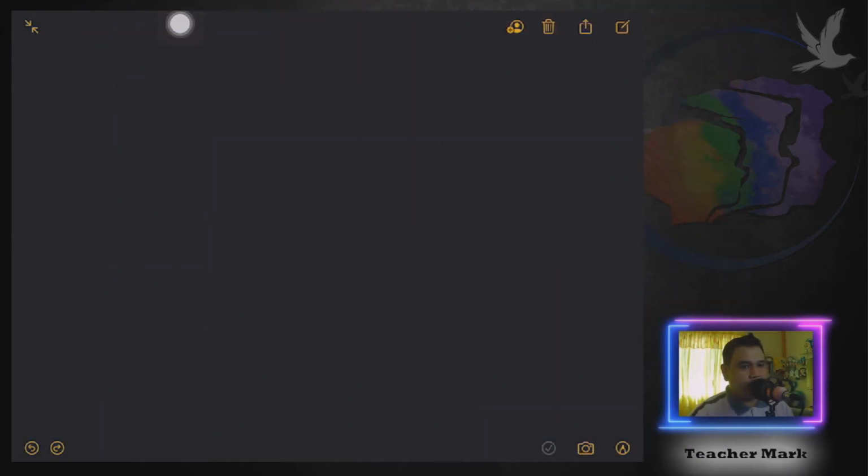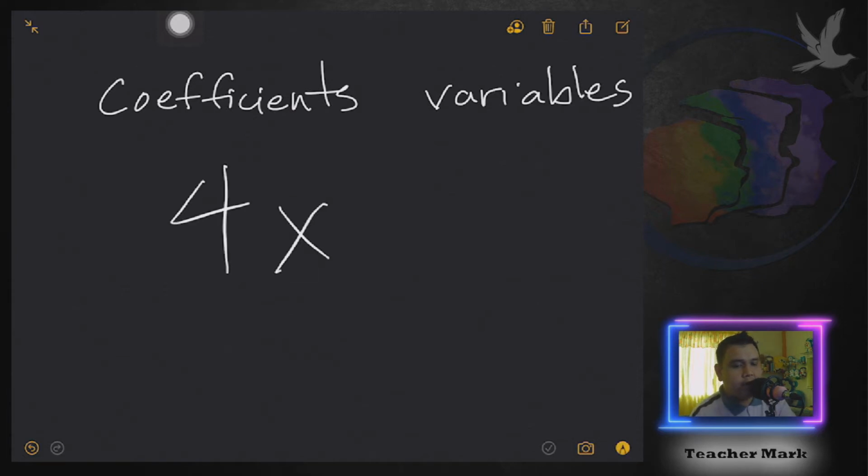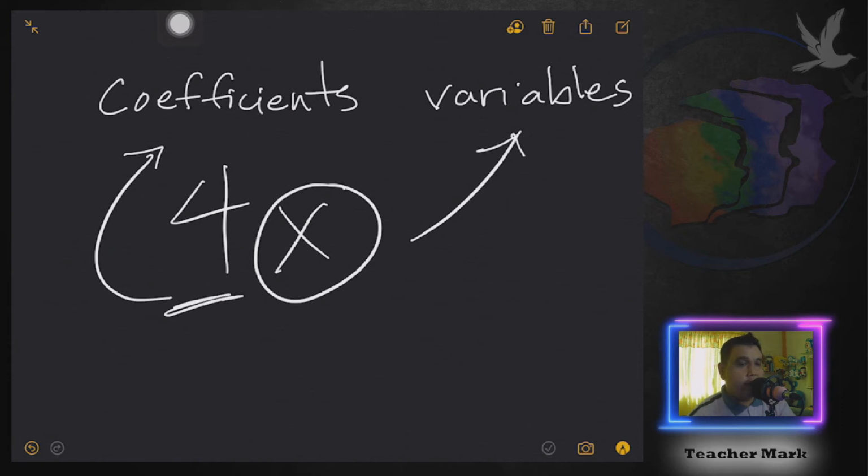Okay? So to start with, the basic things that you have to be familiar with first while learning algebra. You're going to learn about coefficients and variables. Just for you to further understand, a coefficient is like the base of a variable. So for example, we have 4x. Our 4 is basically our coefficient and our x is basically our variable.